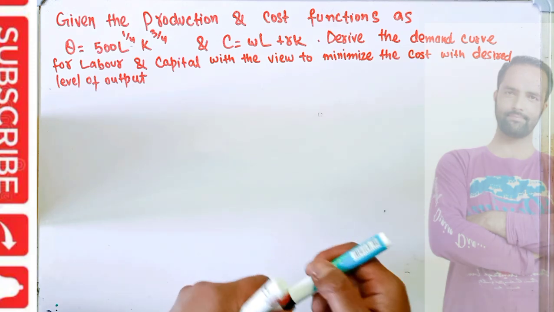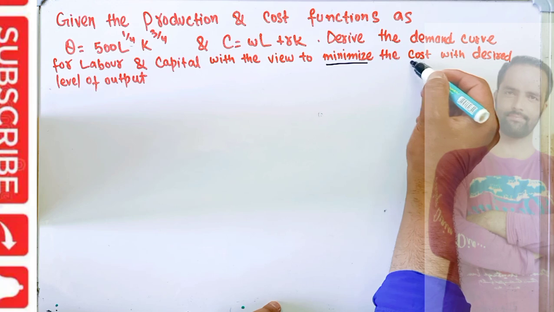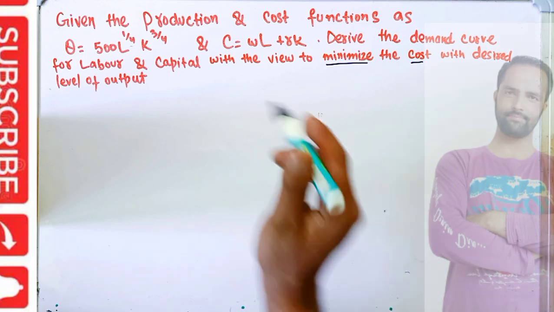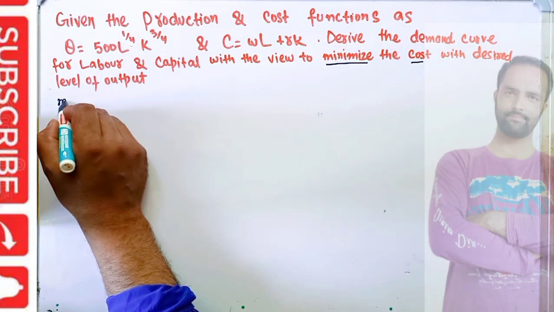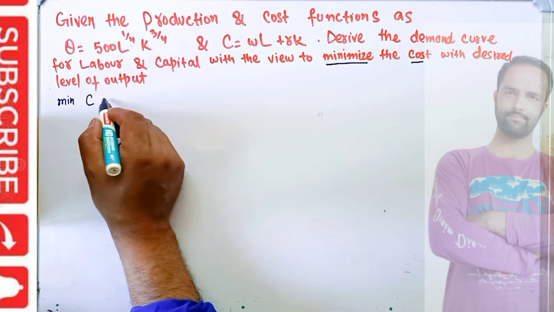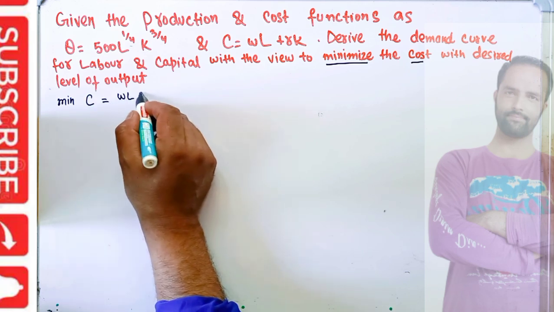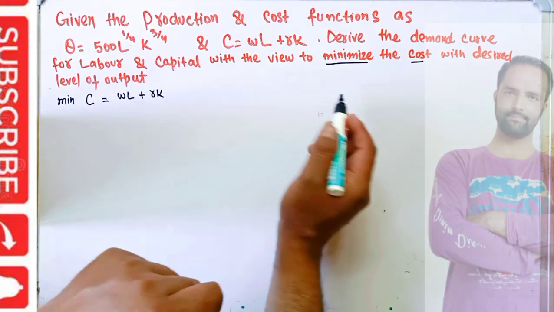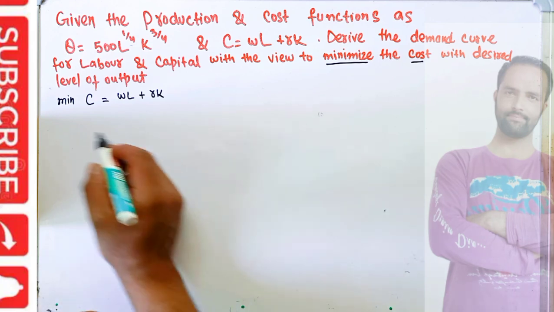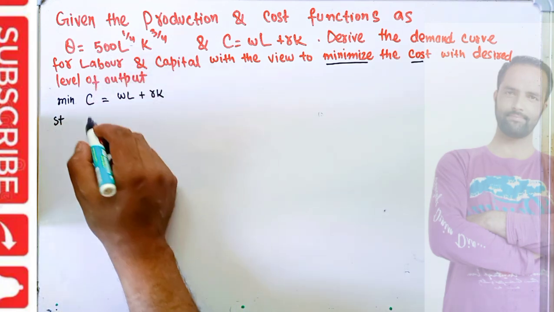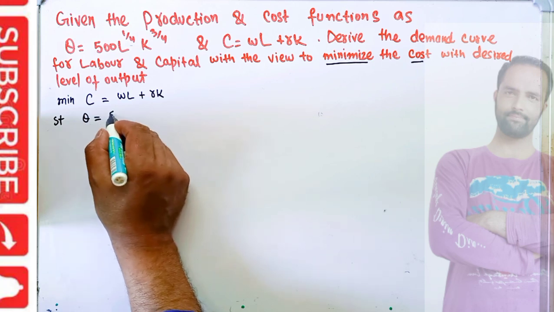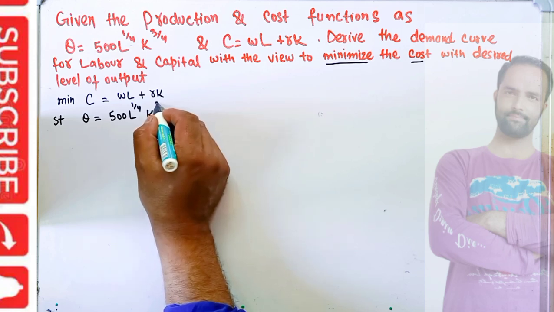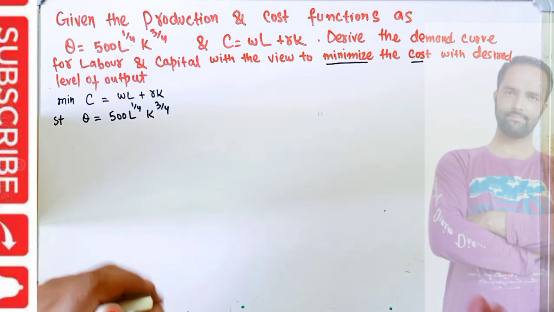We are told our aim is to minimize the cost, which means this is a cost minimization problem. How do we write it? We simply write: minimize our cost, which is WL + RK. This is our objective function, subject to the production constraint, such that Q = 500 L^(1/4) K^(3/4).